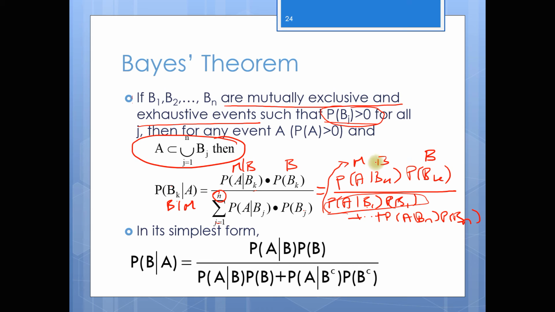M given b times probability of b. But what about this part? This part is what? Still m given b2, because now we don't have more than 2. So in the end it is equal to the probability of a given b2 times the probability of b2, because for the example that I just took there are only two possible values of b, that is b or not b. B1 is b, b2 is not b.